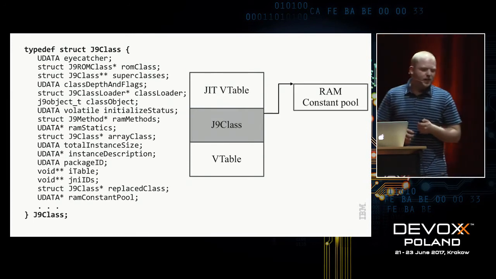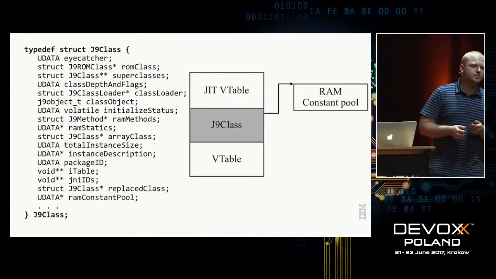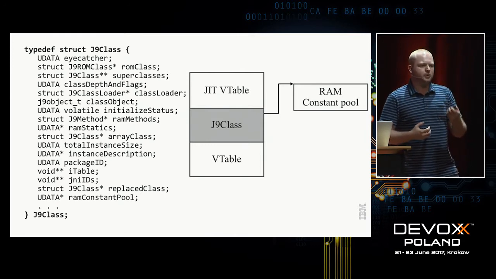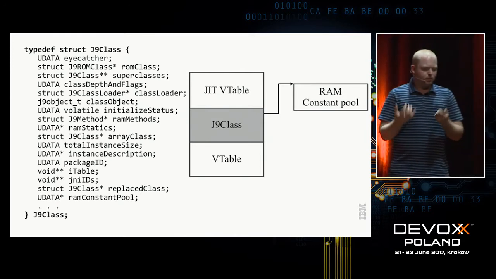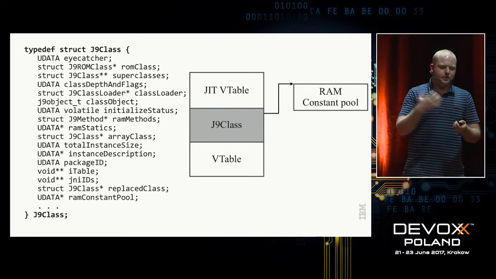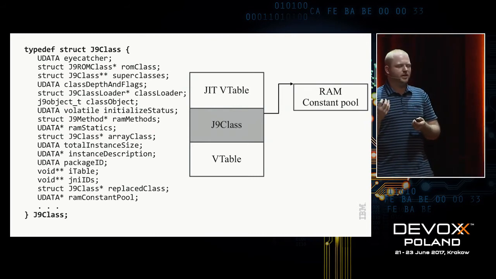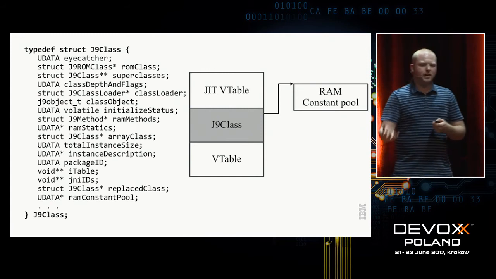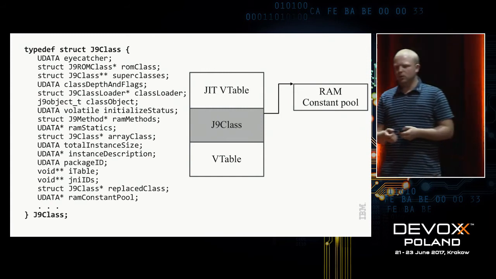Other things from the J9 class, it has a pointer to the RAM constant pool, and an index into the RAM and ROM constant pools are equivalent. It's just that the RAM constant pool at an index will hold the live data represented by the symbolic data at the same index in a ROM constant pool.